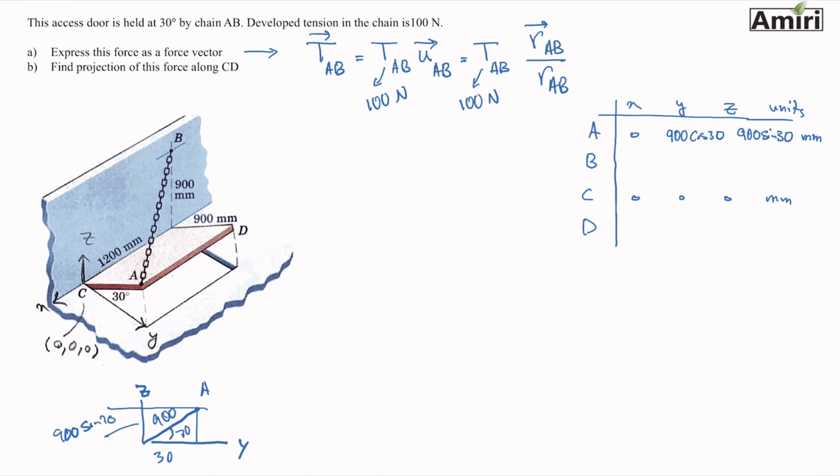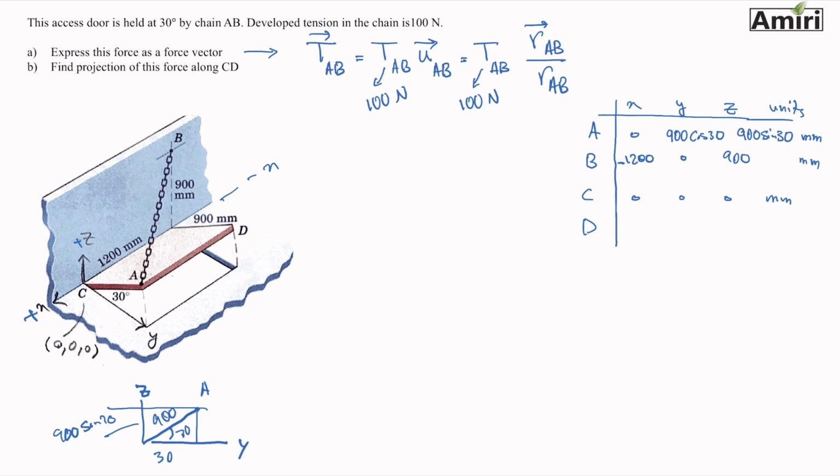Okay. Point B is on x-axis. It has gone back. So this is positive x, this is negative x. It's gone back 1200 millimeters. In y-axis, it hasn't moved at all. It's still at 0. And in Z, it has gone up 900.